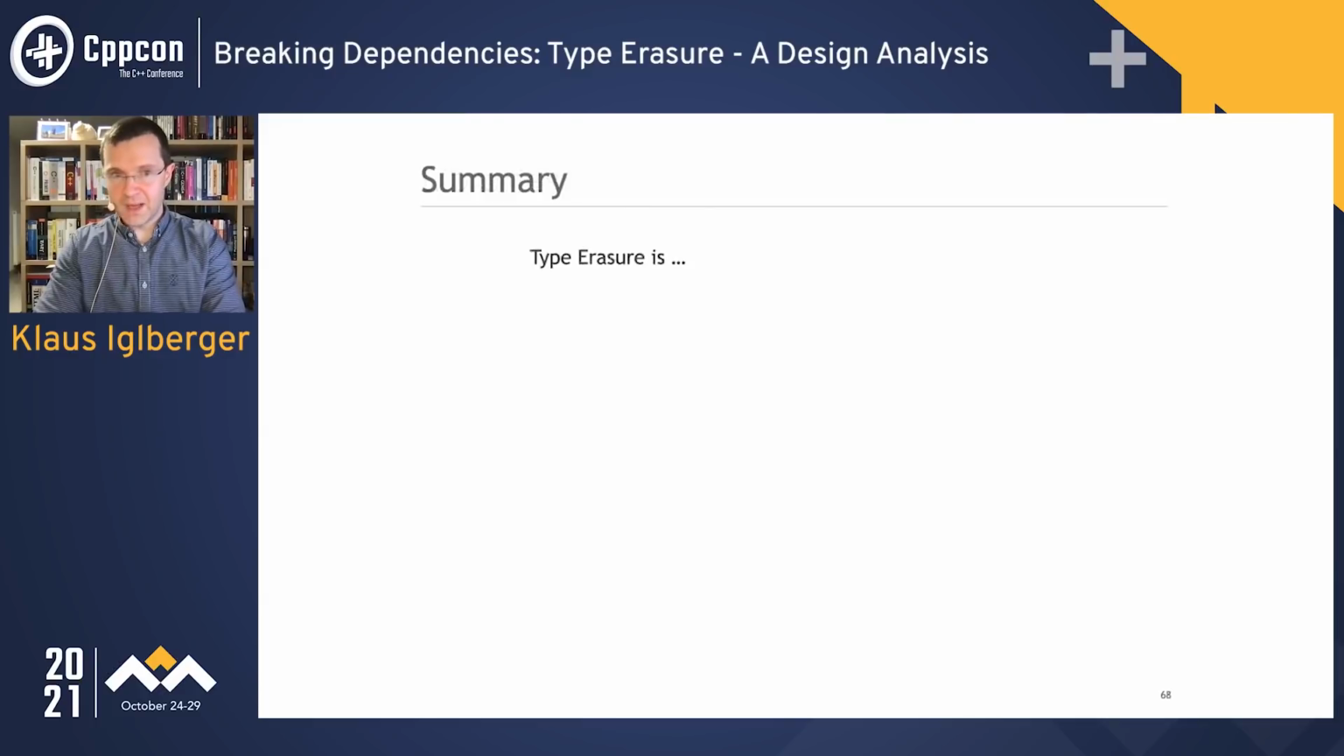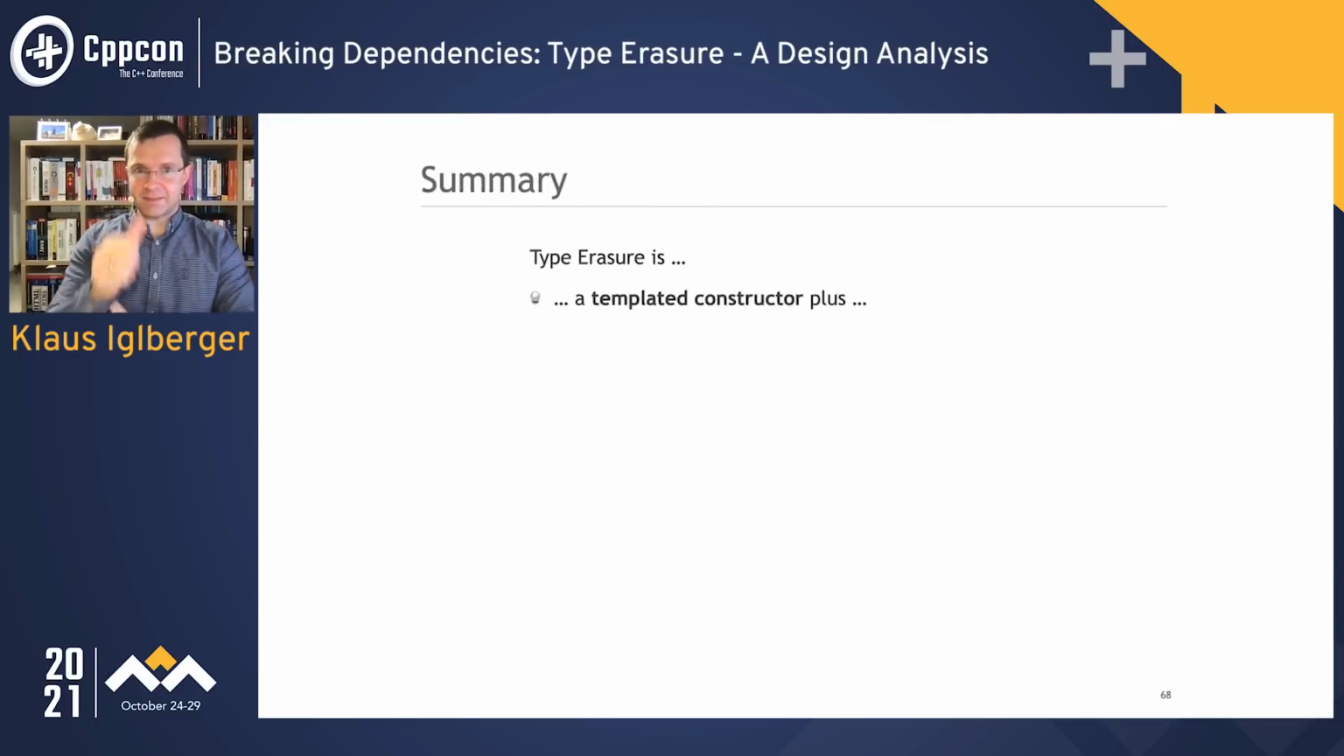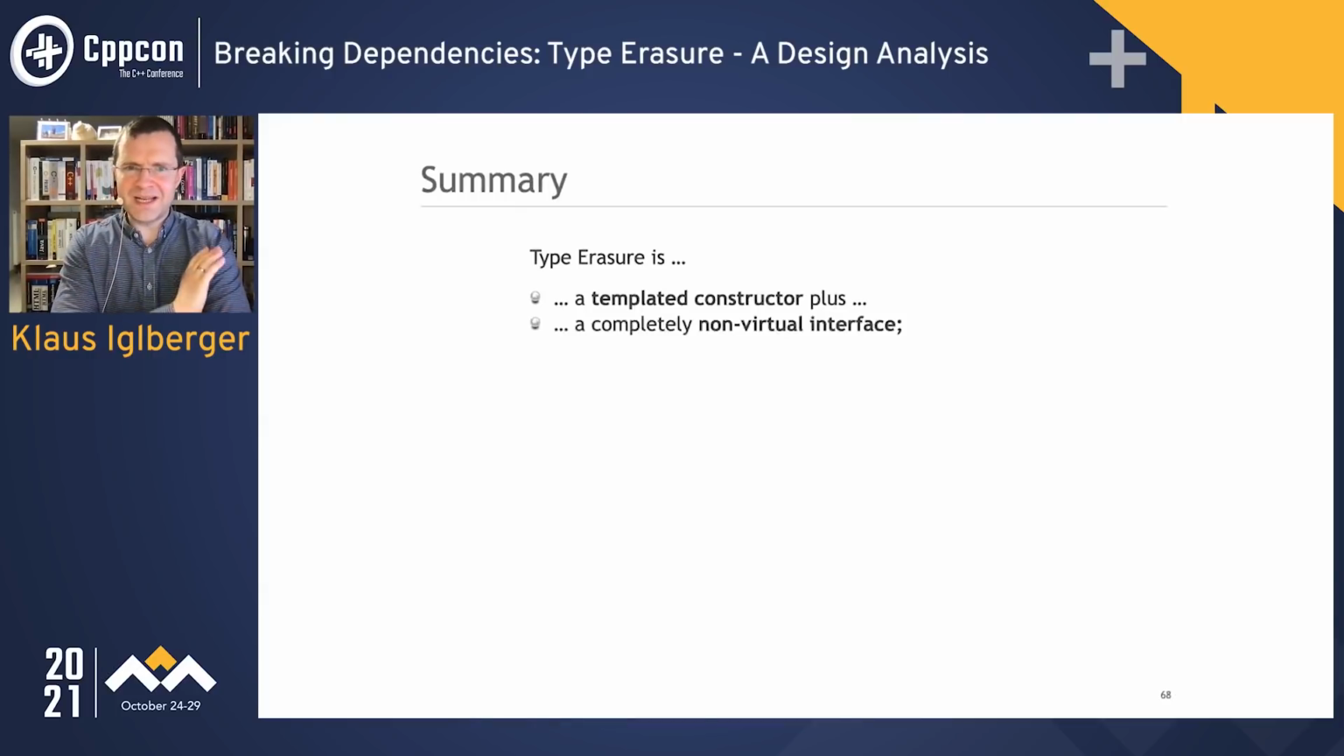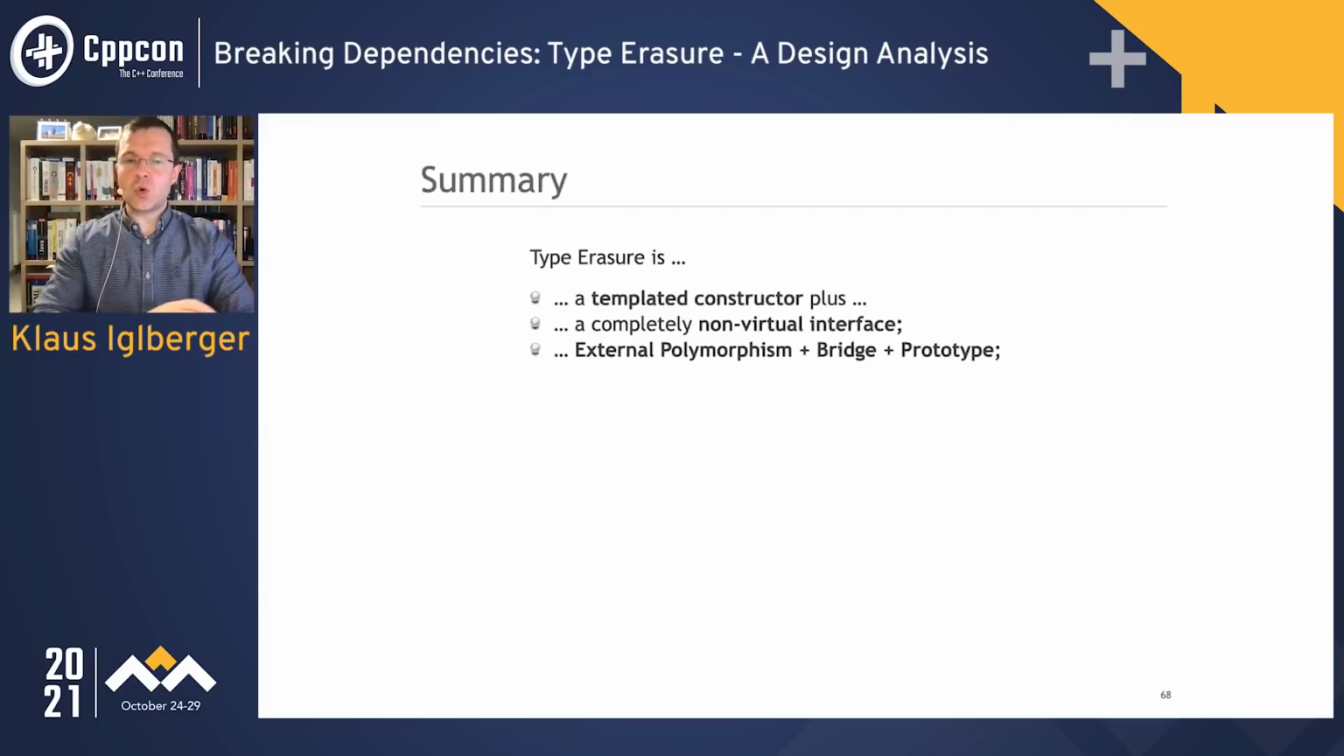So as a summary, type erasure is a templated constructor plus a completely non-virtual interface, thanks to the external polymorphism pattern that we use inside, but also a very, very clever combination of three classic design patterns. An external polymorphism, no, it's not a GOF pattern, but still it's pretty old, 1996. We use bridge and we use prototype.